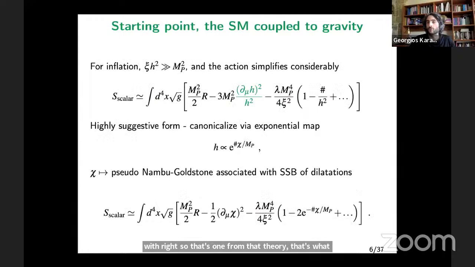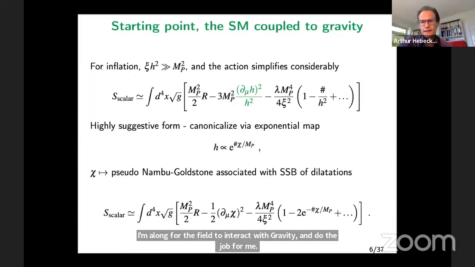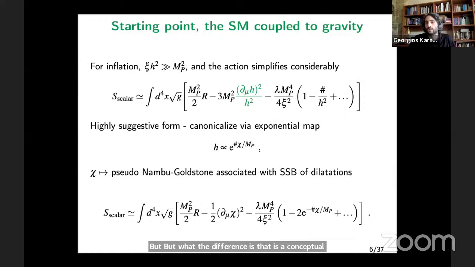I'm allowing for the field to interact with gravity and do the job for me. But after all, what's the difference? Is there conceptually any difference? I think it's conceptual. I mean, that's what I would say.